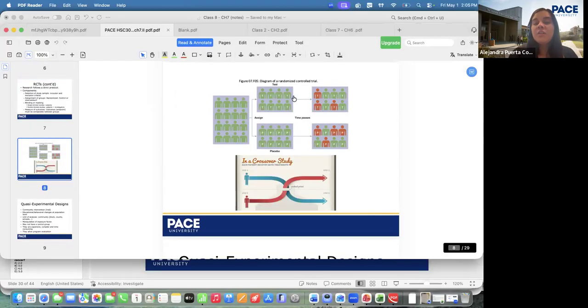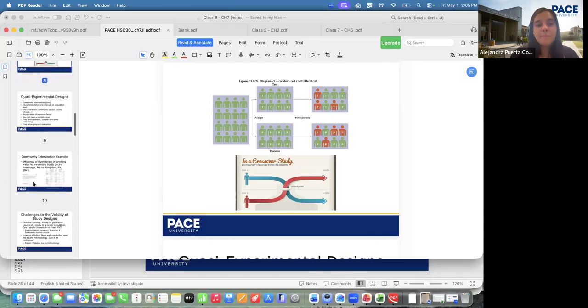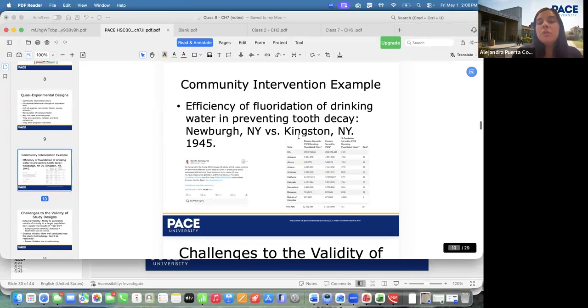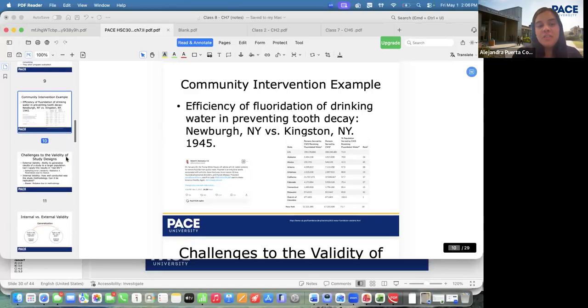What's the difference between a regular randomized control trial and a crossover study? In the crossover study, my same subject serves as control and then as intervention after a washout period, right? And the quasi-experimental designs. So you have now a community level intervention, right? My unit of analysis is no longer individuals, it's communities. I can manipulate the exposure factor. I may not have a control group. Most common one is fluoride in water, right?